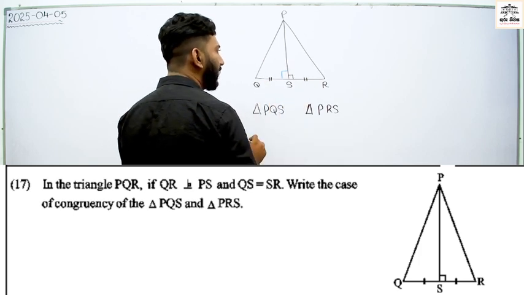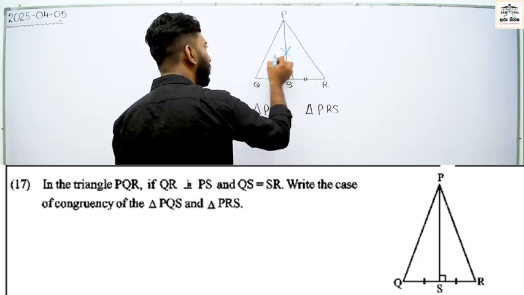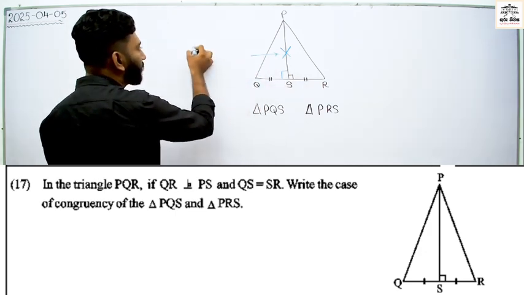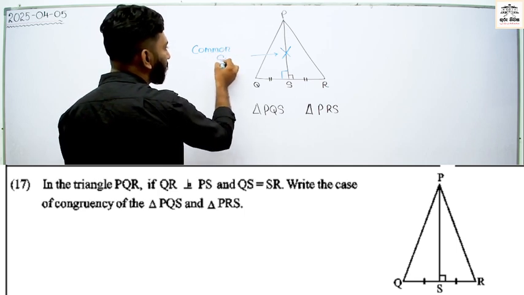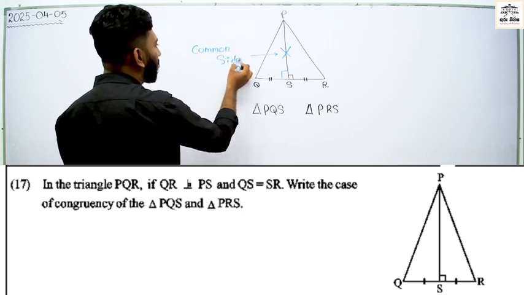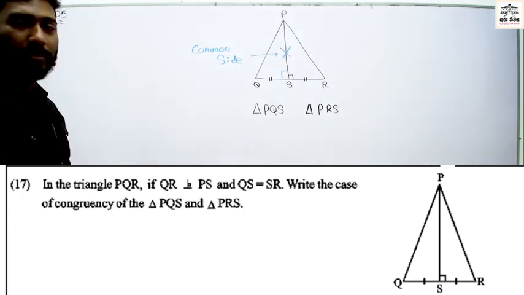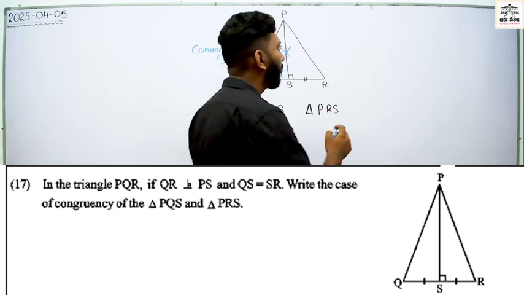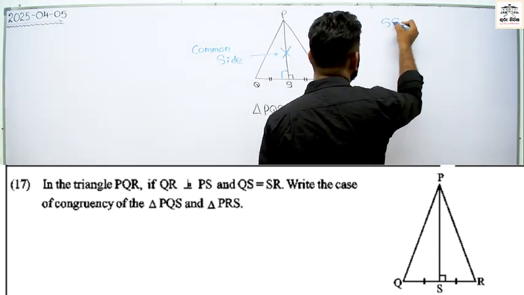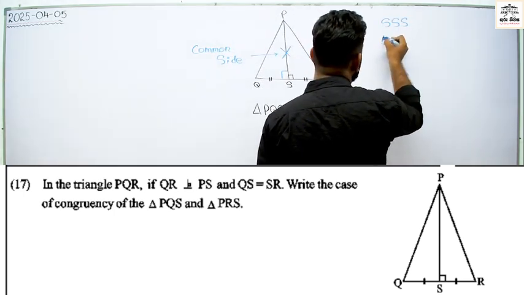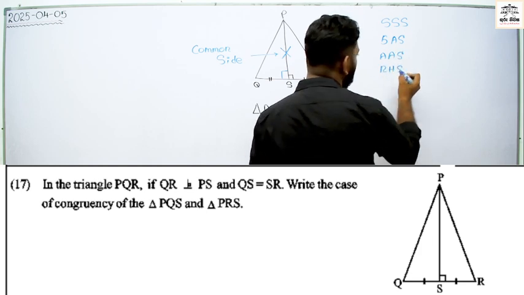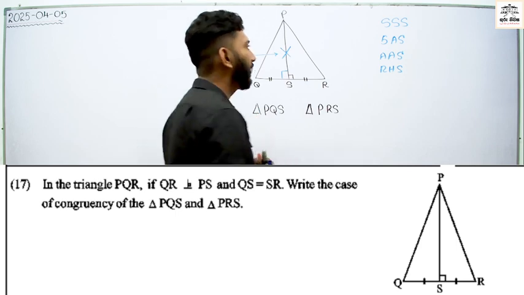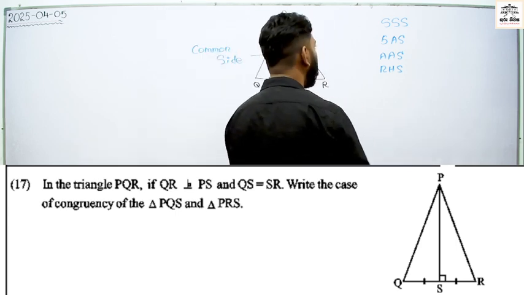Angle equals angle. And this one, we gave it a name, what did we call it? Common side. You remember, we call it the common side. Now look at this. There are 4 cases: SSS, SAS, AAS, and RHS. This is not relevant to the SSS. It can't be SSS, son.